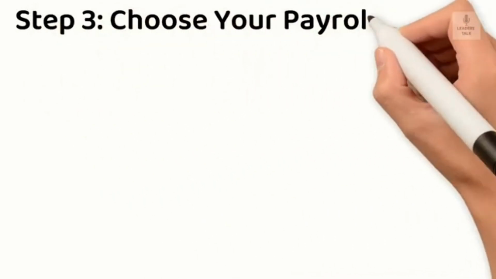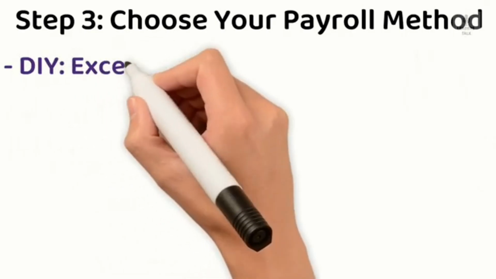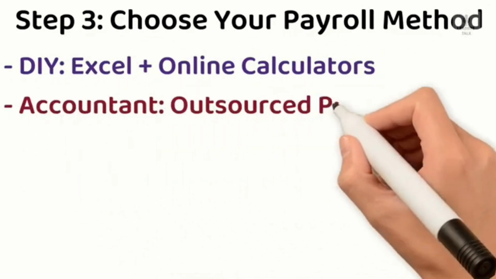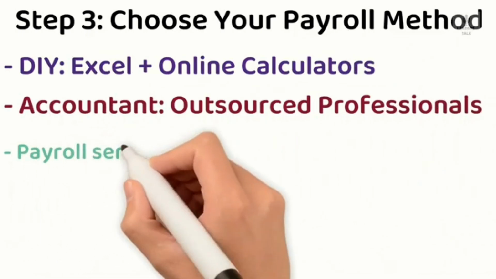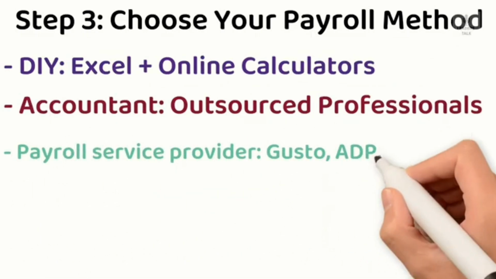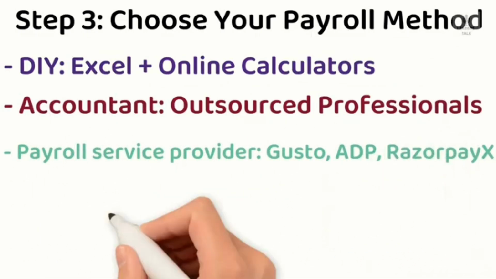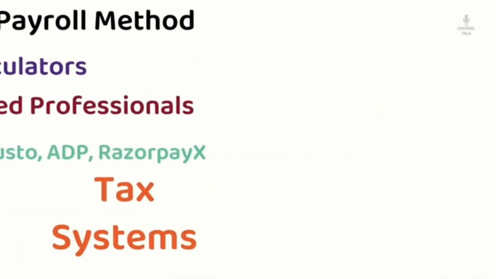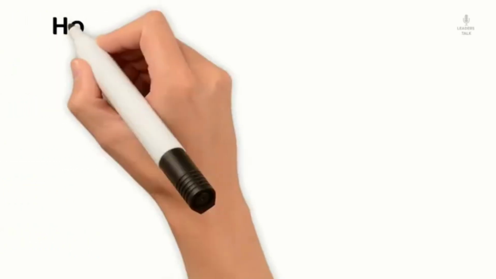Step 3, choose your payroll method. Pick one of the 3 payroll methods: DIY, Excel plus online calculators; accountant, outsourced professionals; payroll service provider, Gusto, ADP, RazorpayX, etc. Then integrate with your time tracking, accounting, and tax systems. Pro tip: always test with 1 to 2 employees before launching company-wide.